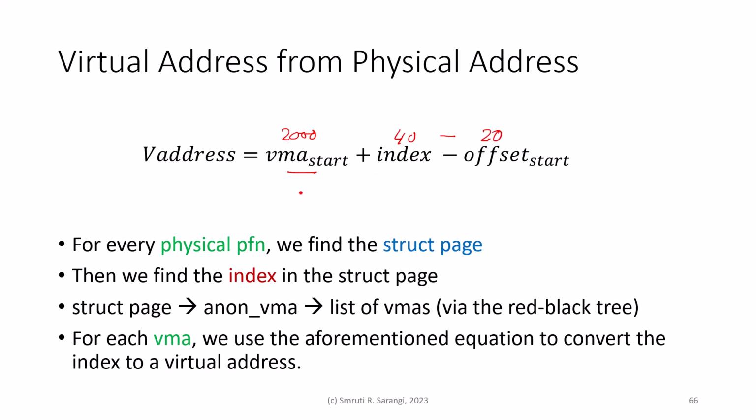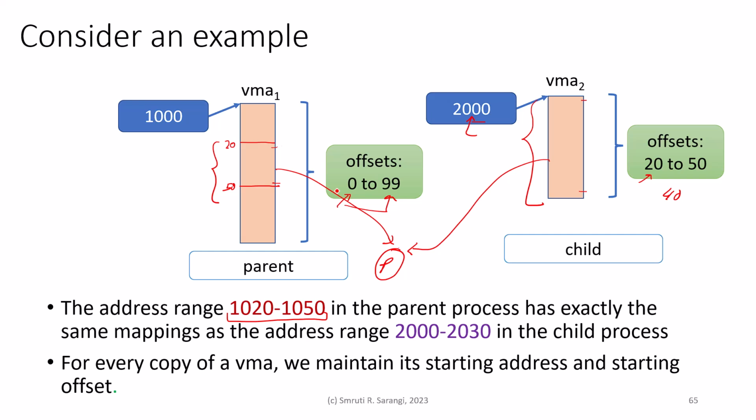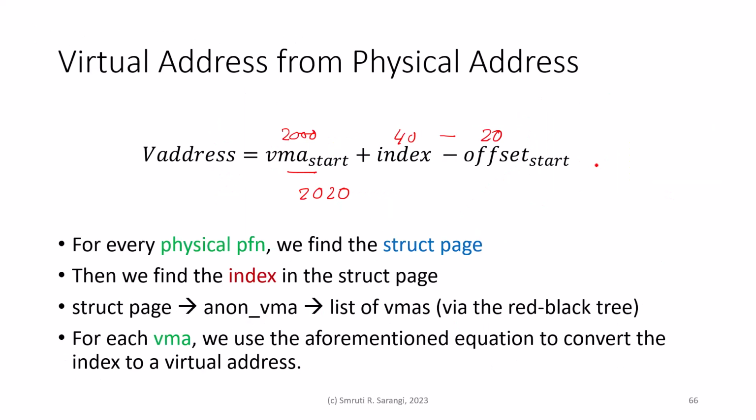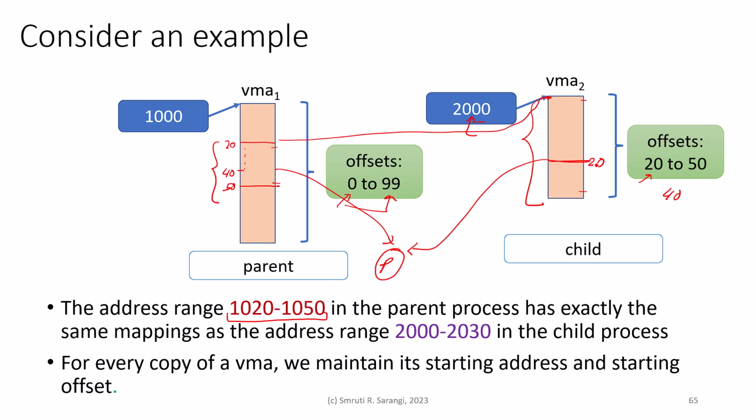So the address is nothing but 2020. So this is very clear that any offset, let us say this is offset number 40, it is 20 away from the beginning. Now if the beginning is mapped to this point, then 20 away from over here is here, which is nothing but 2020.